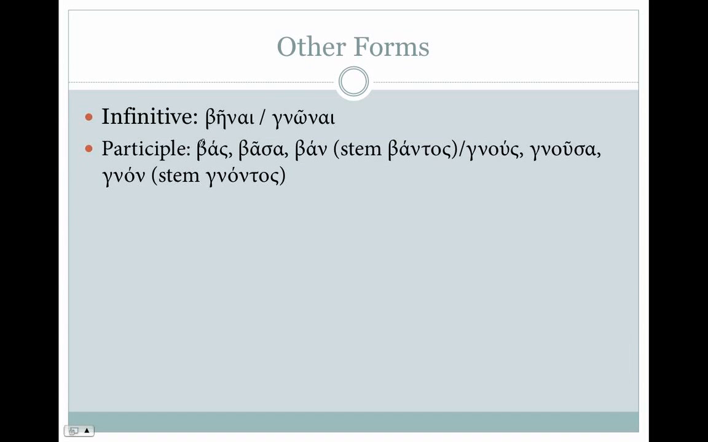And other forms. The infinitive. Βῆναι. We've got our stem and ναι. This is not an unusual infinitive form anymore. And γνῶναι, our stem, and ναι. We use the long stem there.